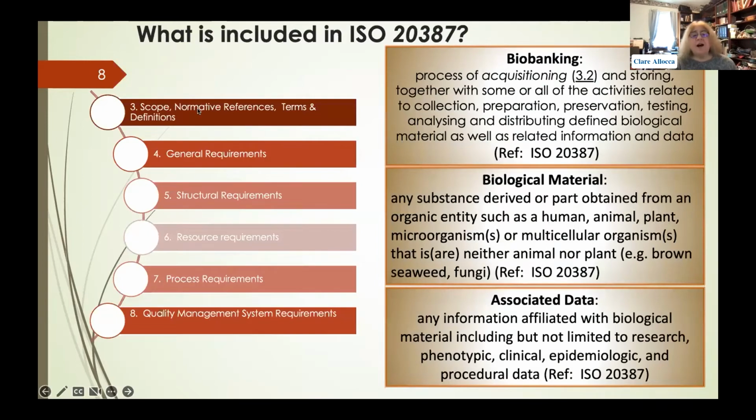So the document itself has 8 sections, 8 clauses. There are terms and definitions, and then there are sections for each of the general areas. You're looking at everything from the environment and equipment to resources, that is people and things. You're looking at the process as well. And then you're also looking at quality management system requirements.